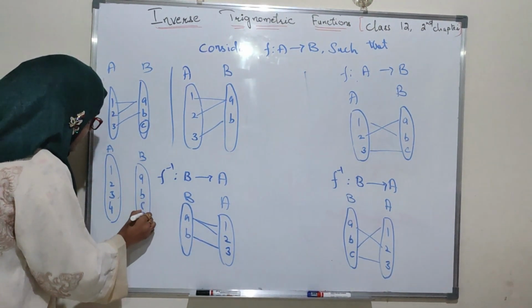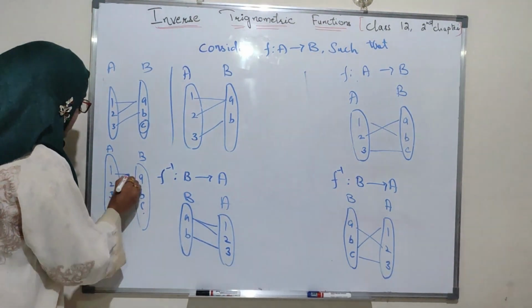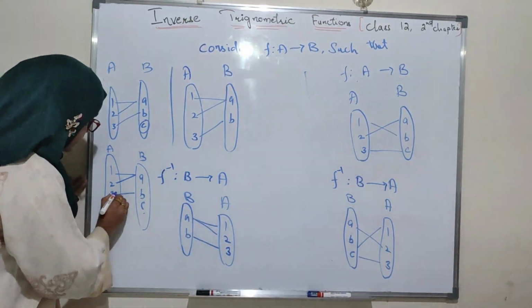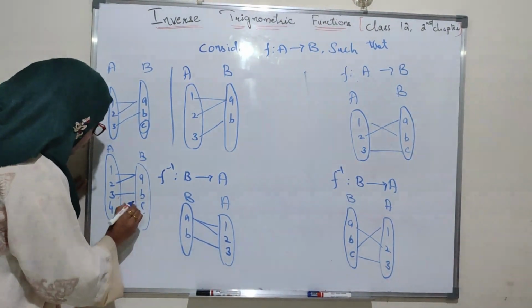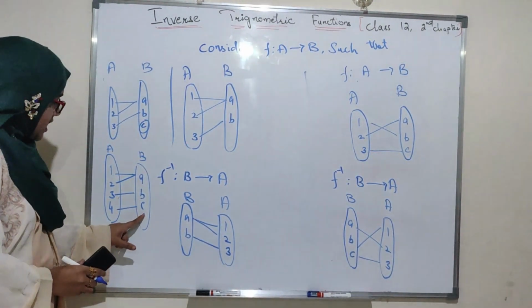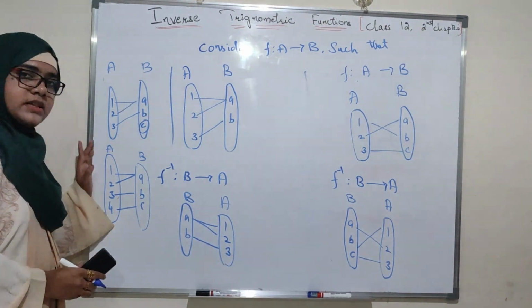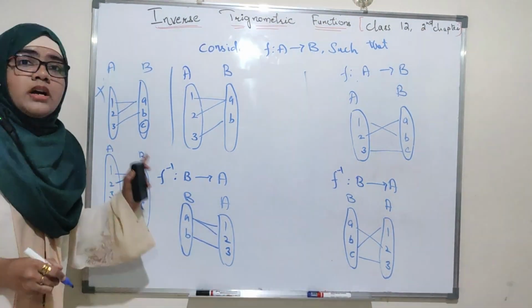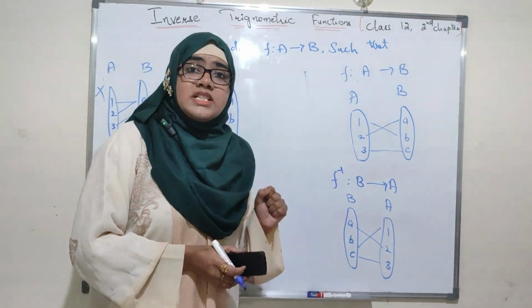To form a function, see here, 1, 2, 3, 4 and A, B, C. 1 and 2 connect to A, 3 connects to B, and 4 connects to C. So C is also connected to one element in the set A, then it will form a function. In the earlier case, it will not form a function, and we can't say this one is bijective.